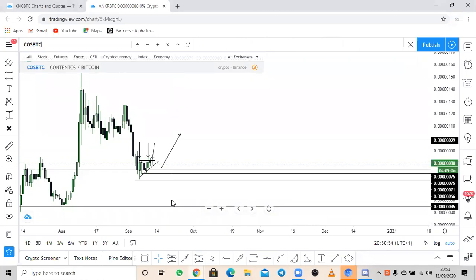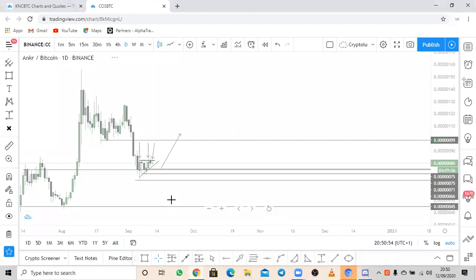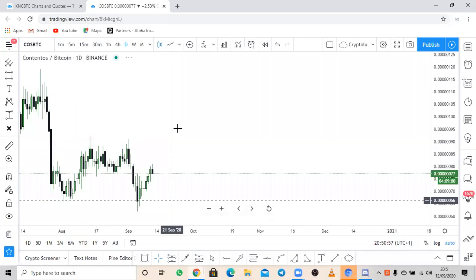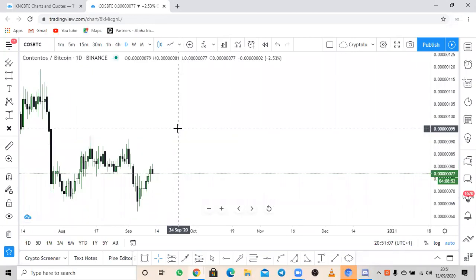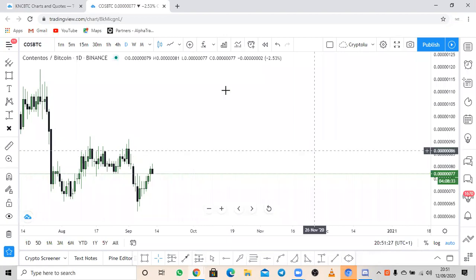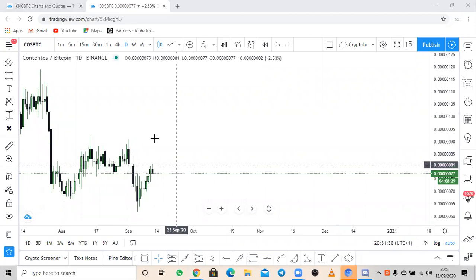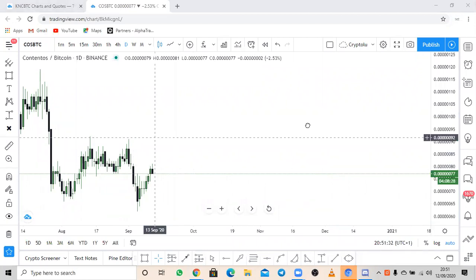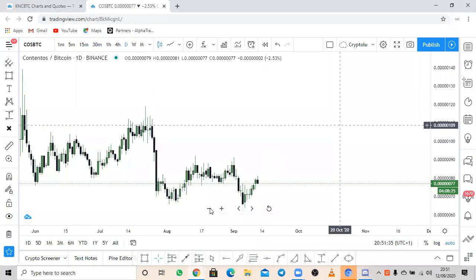So after this COSBTC, I might talk about DGB BTC, or I'll just go back to KNC, and that's enough for the day. I don't actually believe in analyzing a lot of coins, as just one or two is enough for me to trade for the week.